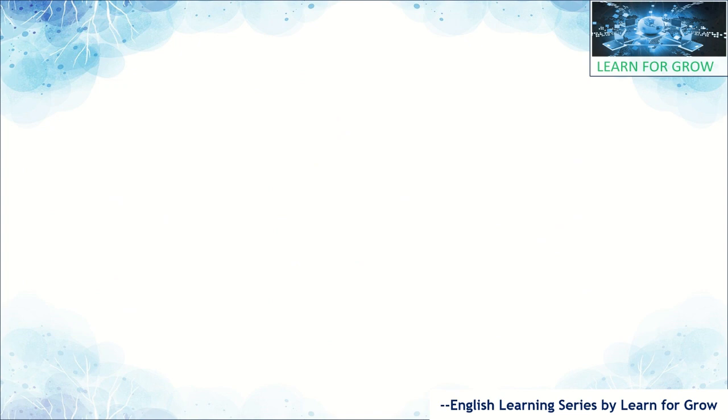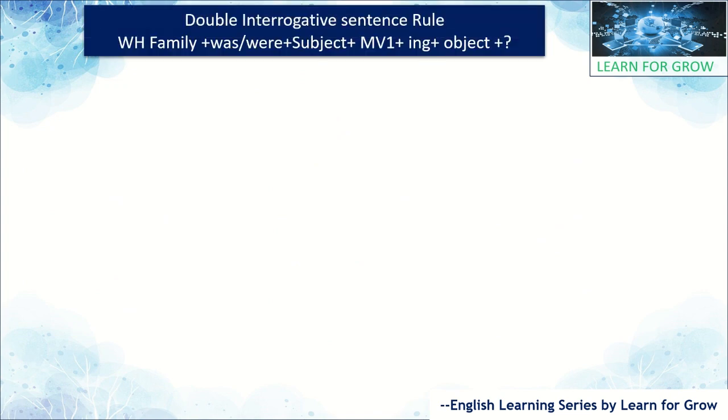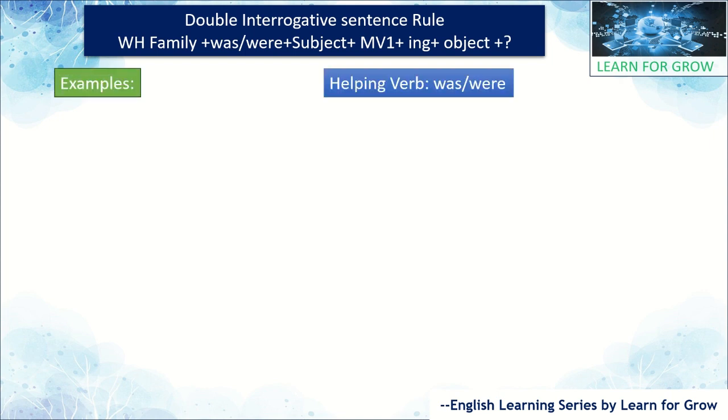Let's have a next one, that is double interrogative sentence rules. Here we need to put only a WH family word, the rest of the things are the interrogative sentence rule only, because in the first place only we need to observe that a WH family word will come here. After that, whatever we studied about the interrogative sentence will remain the same. Let's have a helping verb. Here also we are using was and were. Let's have an example, guys.